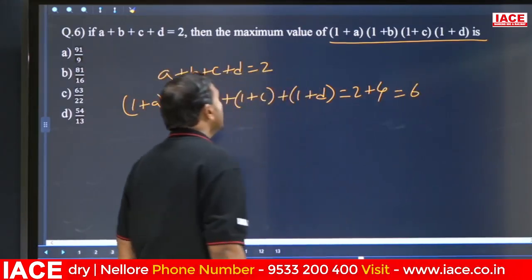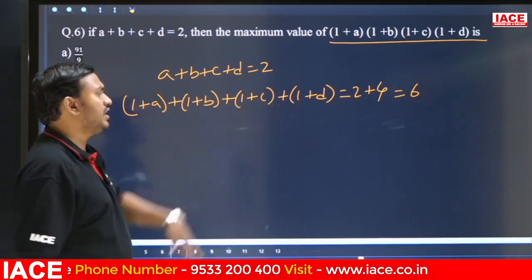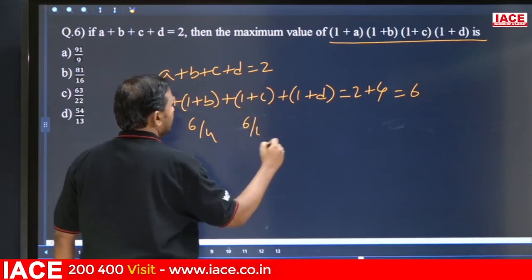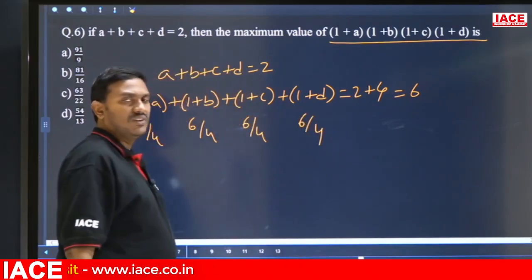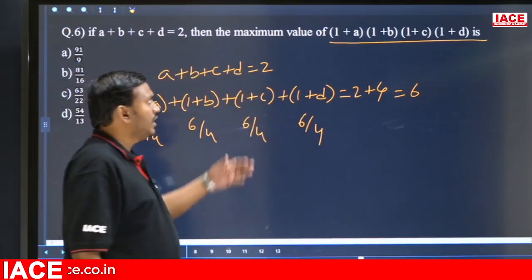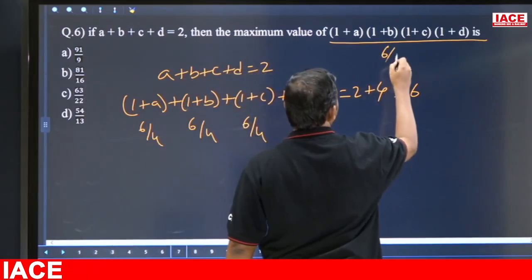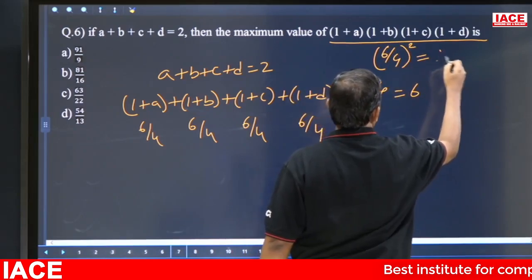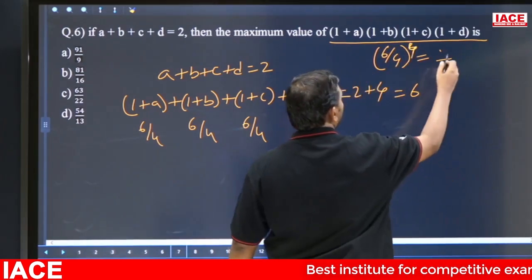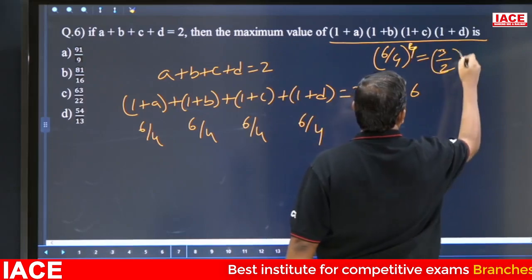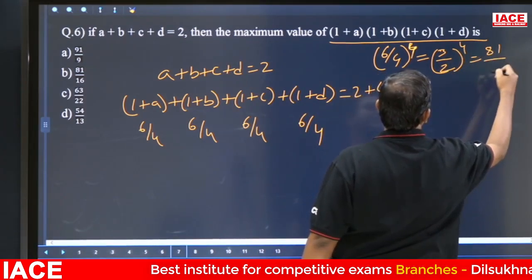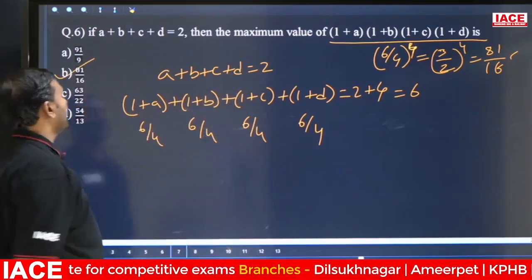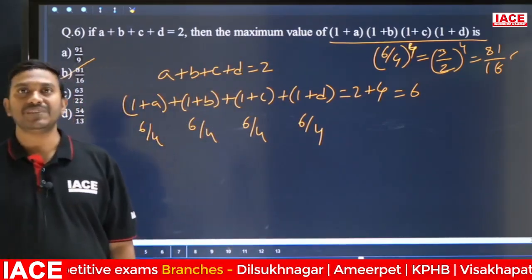6, now share equally. 6 shared equally, so 6 by 4, 6 by 4, 6 by 4, 6 by 4. After sharing equally, substitute here. That is (6 by 4) whole square. (6 by 4) whole power 4, that is (3 by 2) whole power 4, which means 81 by 16. So what is the maximum value? 81 by 16 is the maximum value. So option B is the right answer.